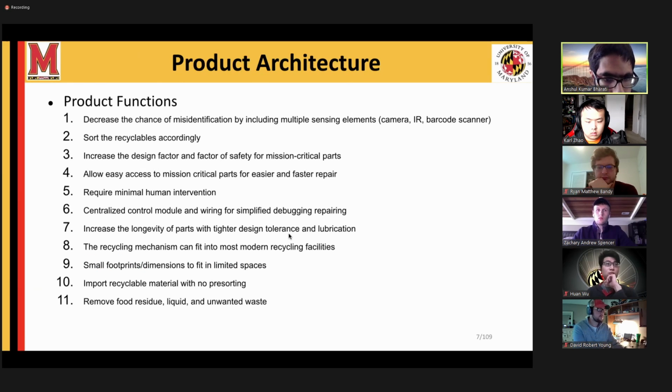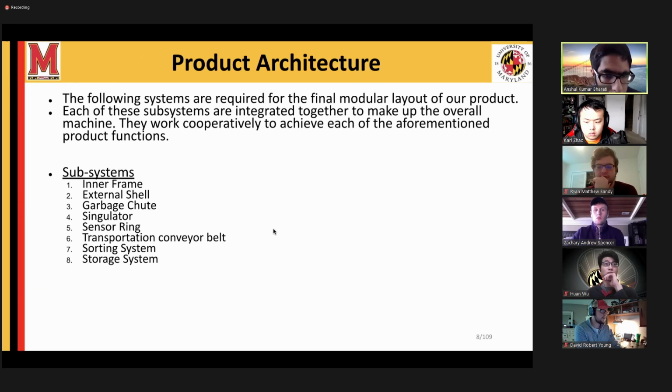So here is a list of our overall product functions. They can be found in column 2 of our design specification matrix. These functions are addressed based on the coming product architectural layout. The following systems are required for the final modular layout of our product. Each of these subsystems are integrated together to make up the overall machine. They work cooperatively to achieve each of the aforementioned product functions.